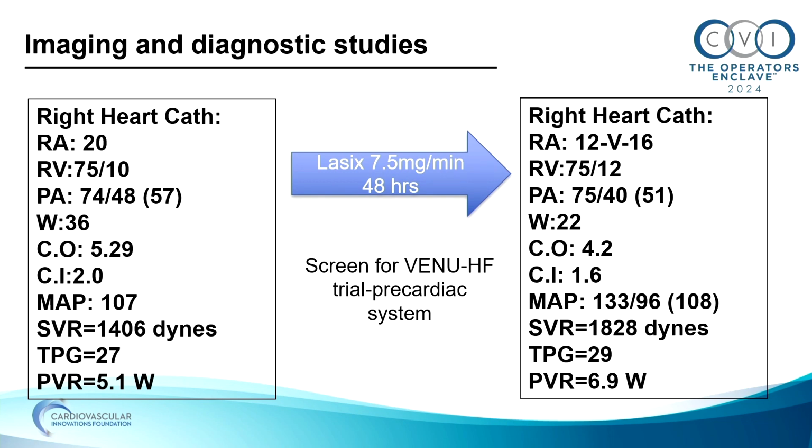his RA pressure did come down, somewhere between 12 and 16. PA pressures are still high, wedge got better, but still not ideal. Of course, index is low, MAP is high, SVR is high, TPG is still high. So worked, but not perfect.